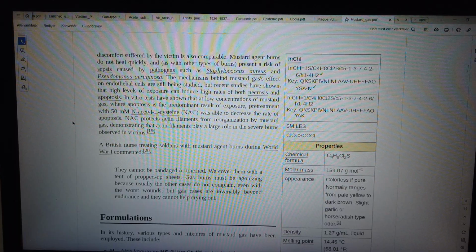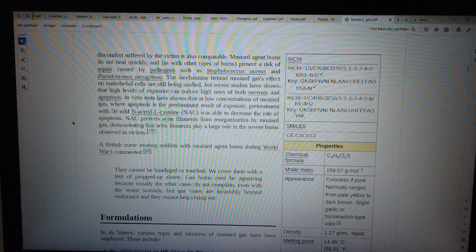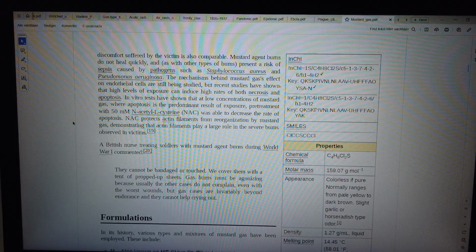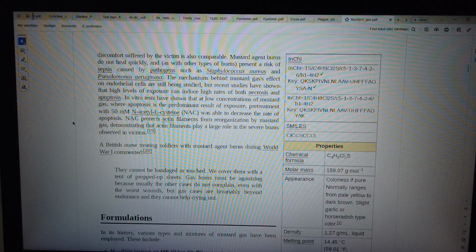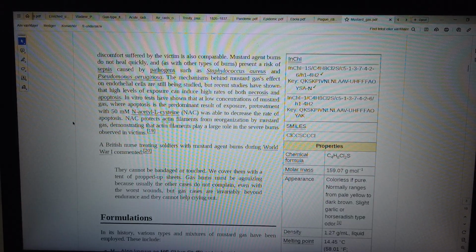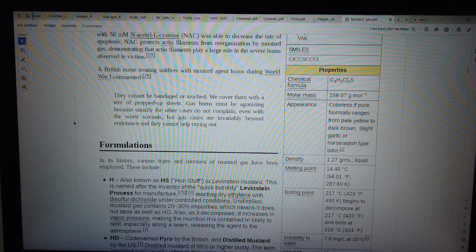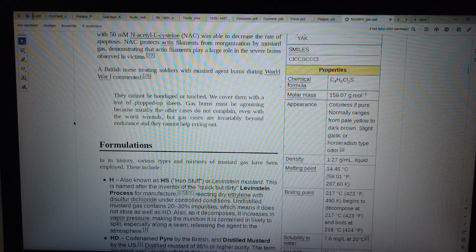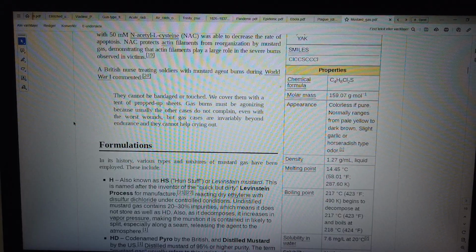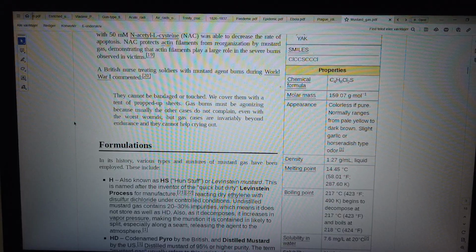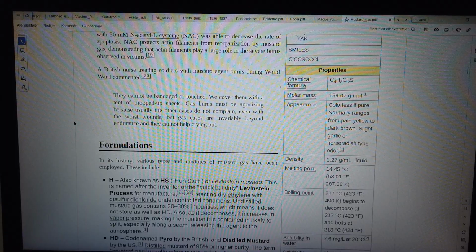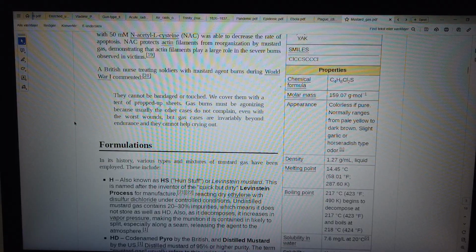A British nurse treating soldiers with mustard agent burns during World War I commented, 20, "They cannot be bandaged or touched. We cover them with a tent of propped up sheets. Gas burns must be agonizing because usually the other cases do not complain, even with worse wounds. But gas cases are invariably beyond endurance and they cannot help crying out."